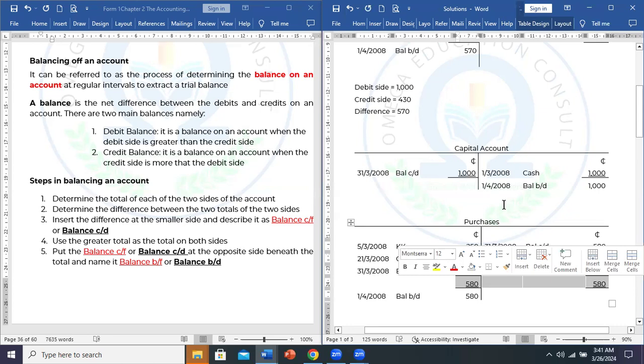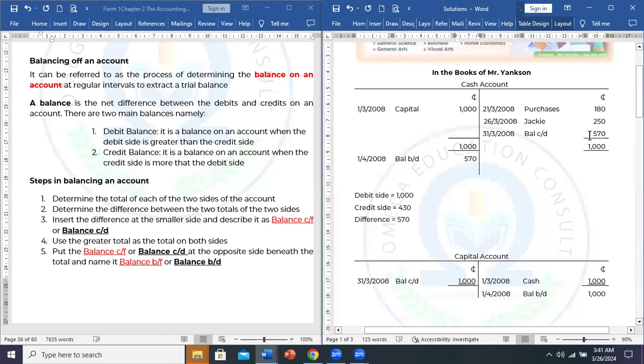Now, if you are paying attention, you see that we just want the two sides to agree. That is why when we find the difference, we put it at the lesser side so that the two balances would be equal. So you see, in this case, we put the 570 here so that we can have 1,000 on the credit equal to 1,000 on the debit. But that difference will be carried on as the balance on that account.